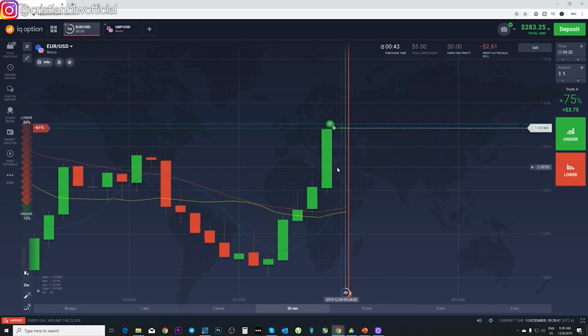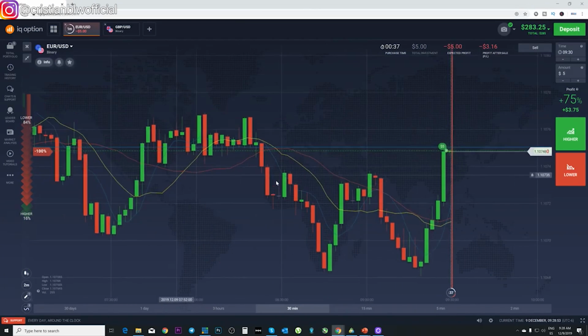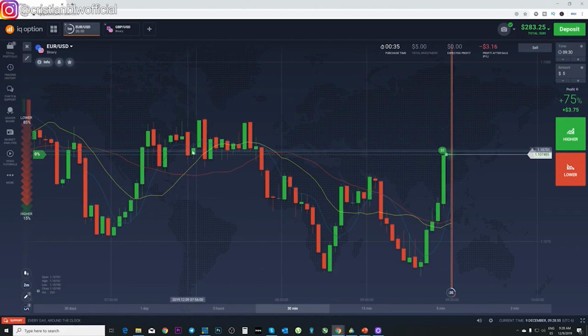Okay. This is a different part of the training, but I wanted to give it to you because it looks like a perfect scenario. Look at the support line in here. Look at all these candles that have been bouncing around the support line, right? So yeah.